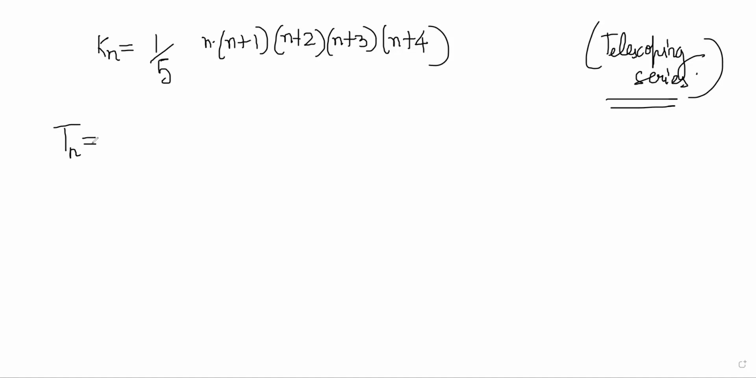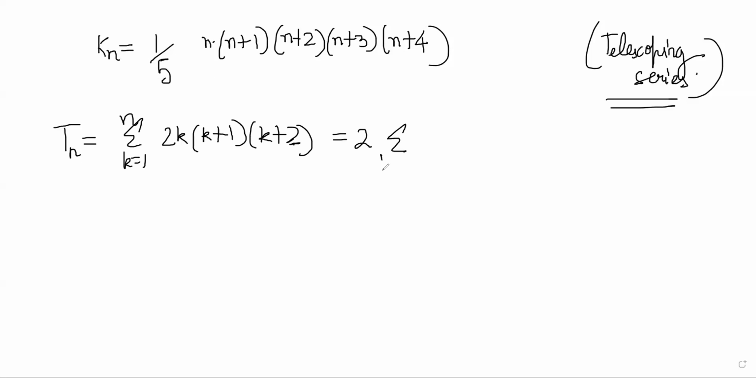So if you recall, we had to evaluate the value of this series. Tn was equal to the sum of 2k, k plus 1, k plus 2, and k goes from 1 to n. So we take the 2 outside and we follow the same exact process, right? So we will say twice the summation k is equal to 1 to n, k plus 1, k plus 2.